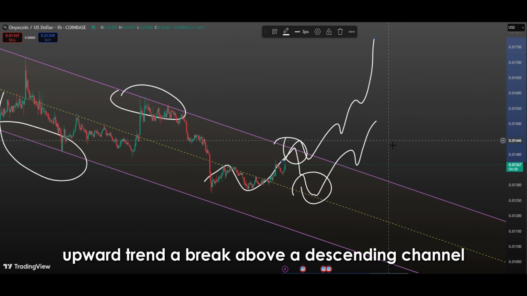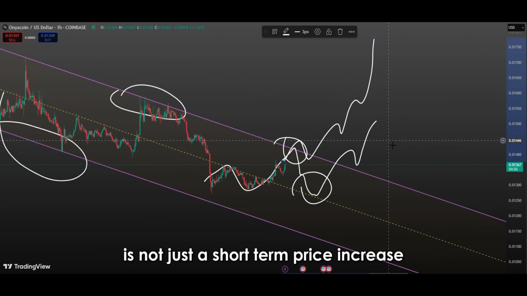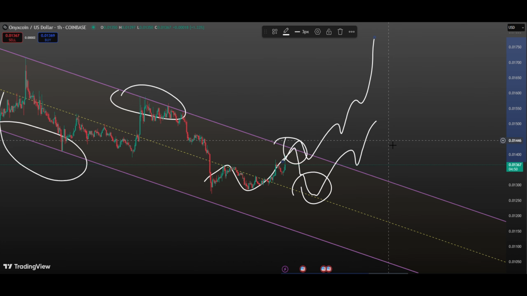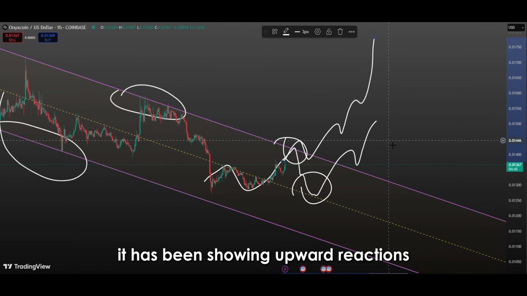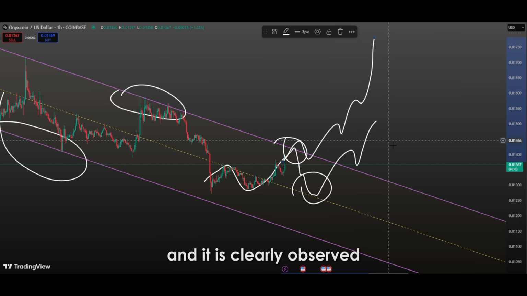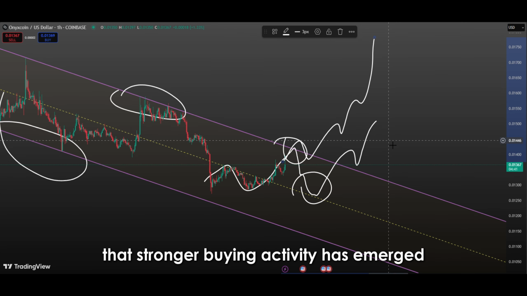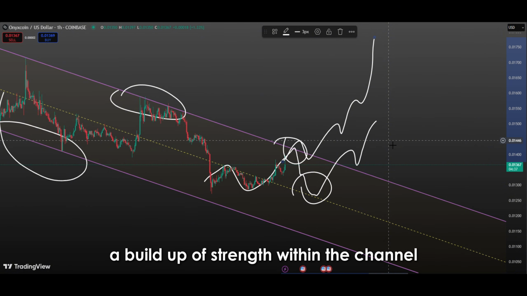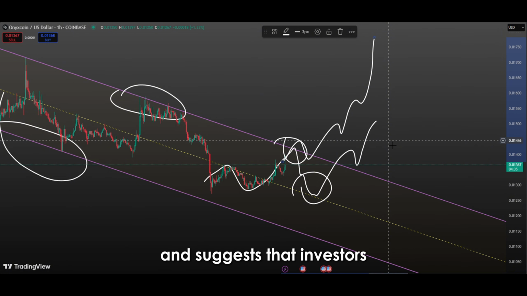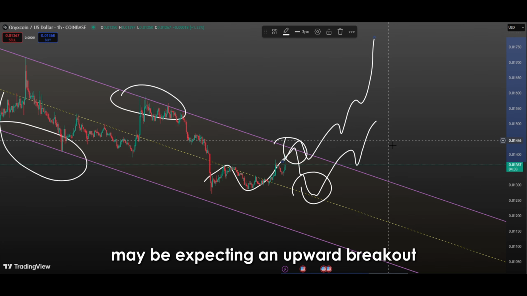A break above a descending channel is not just a short-term price increase, it is also seen as a technical signal that the trend could reverse even on higher time frames. Looking at current price action, although the price remains within the descending channel, it has been showing upward reactions from the lower boundaries, and it is clearly observed that stronger buying activity has emerged with each new low. This indicates a buildup of strength within the channel and suggests that investors may be expecting an upward breakout.